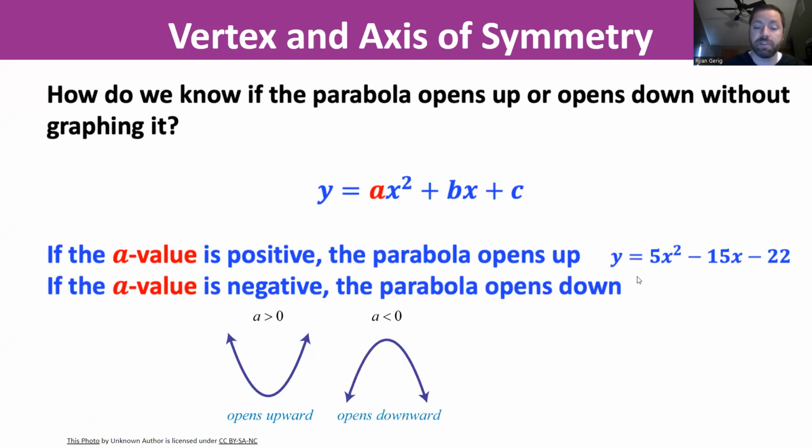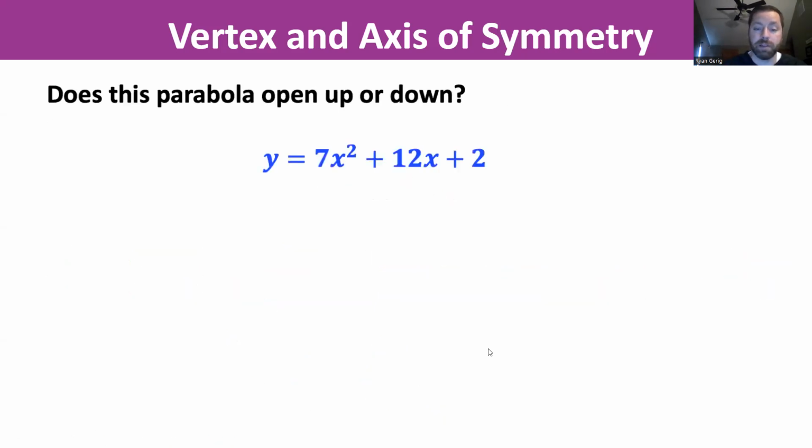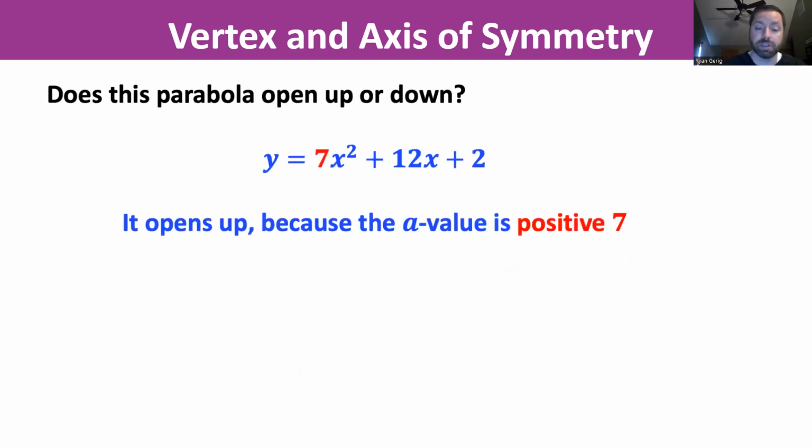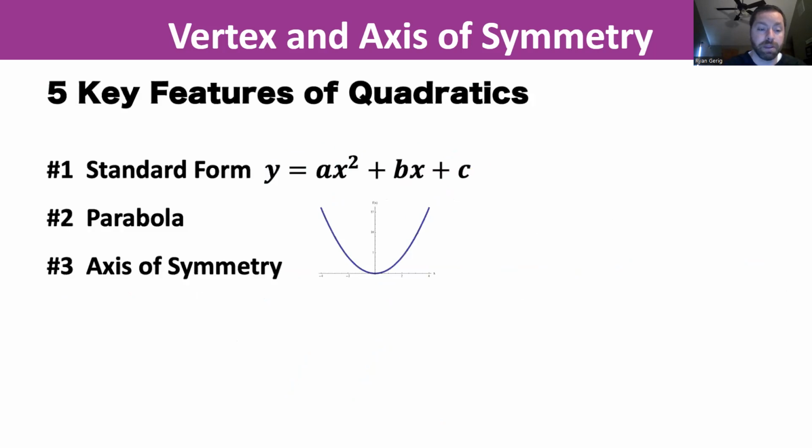If the A value is negative, the parabola opens down. It looks like a frowny face. There's an example of that. So does this one open up or down? Real quick, you should look at this and see that the A value is 7, so it's going to open up. All right, so that's what a parabola looks like.